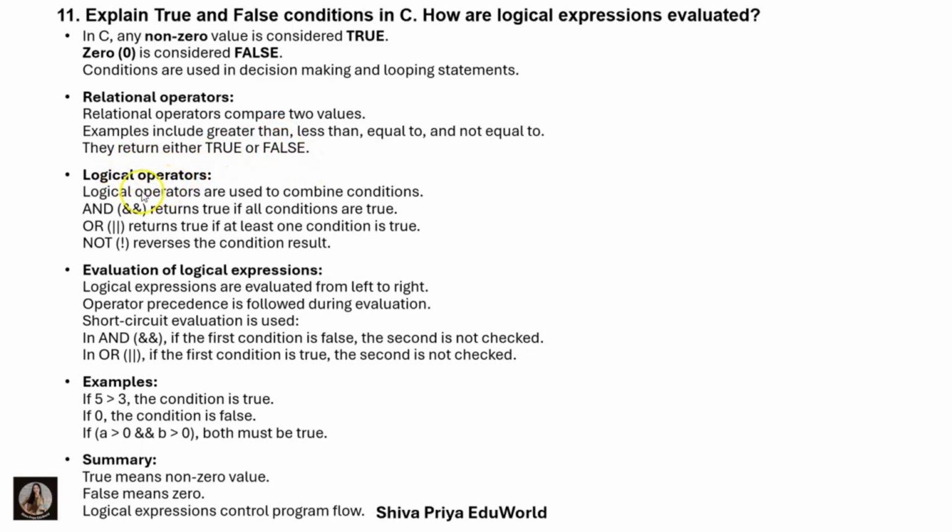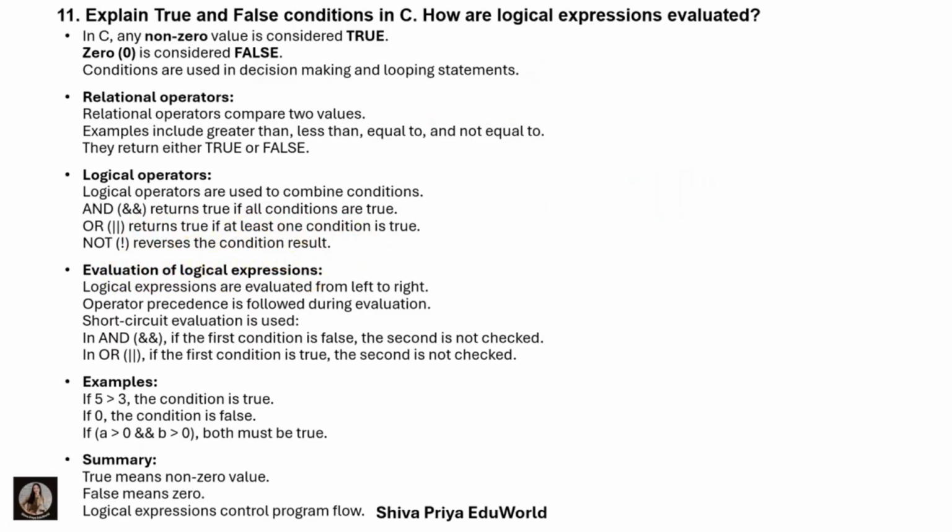Logical operators are used to combine the conditions. For example, and returns true if all the conditions are true. Or returns true if at least one condition is true. If I get only one condition true, then or returns true. Not reverses the condition result, which means A is not equal to B, 3 is not equal to 10, like that. It will reverse the condition result.